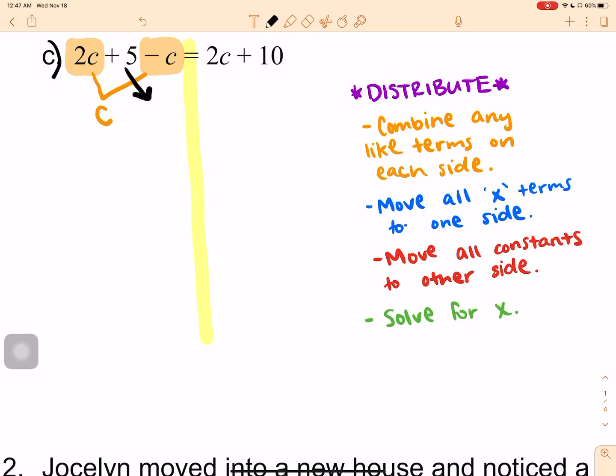So here, the positive 5, we have c plus 5 because the 5 had no like terms, and neither of these are like terms. So we're just going to rewrite them here. Now the next step is to move all x terms to one side. I guess I should change that and say move all variables to one side. And then down here, I should probably put solve for variable.